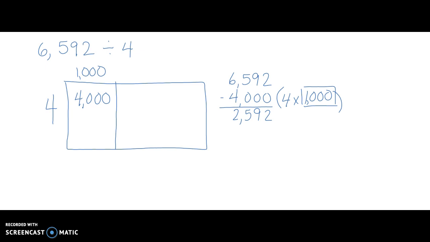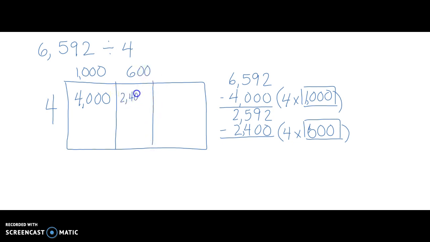So let's go ahead and think how many 4s are there in 2,592. I have no idea, but I do know that 4 times 6 is 24, and that's pretty close. So let's go ahead and multiply that times the product of 600, and I'll have 2,400. And let's put our factor of 600 here. And we know that 600 times 4, we said, is 2,400. And let's subtract to see how close we are.